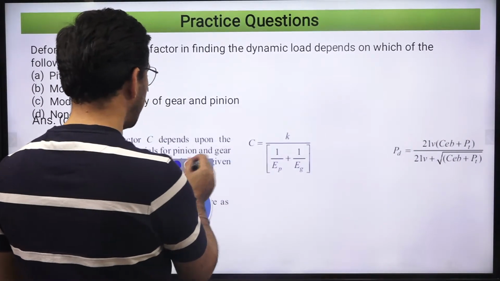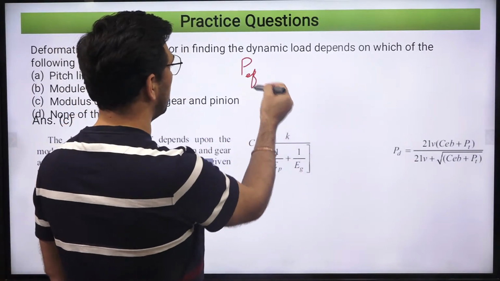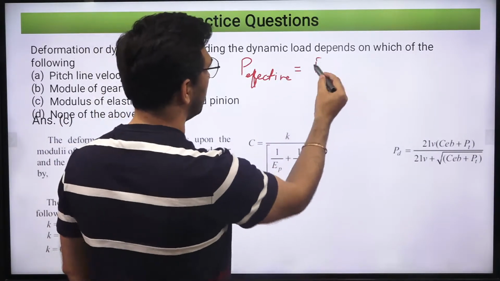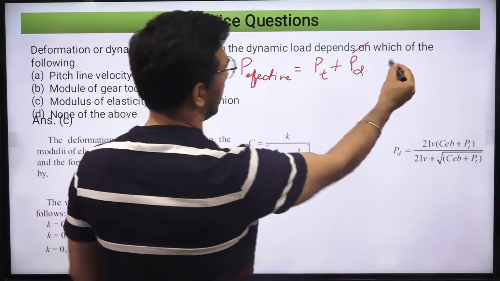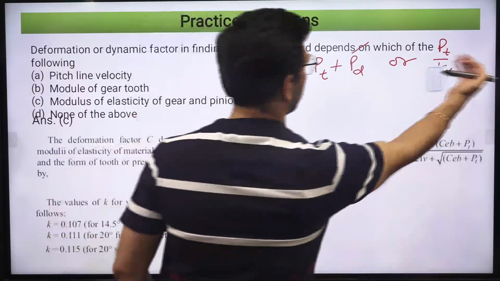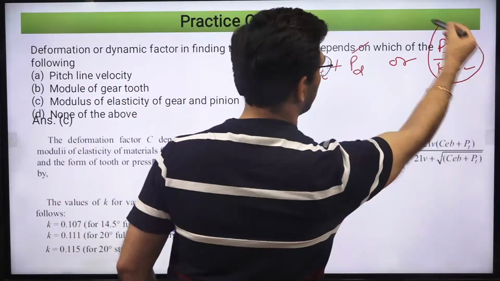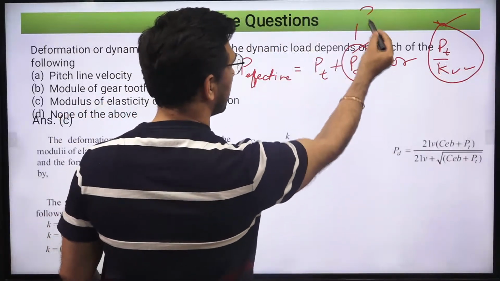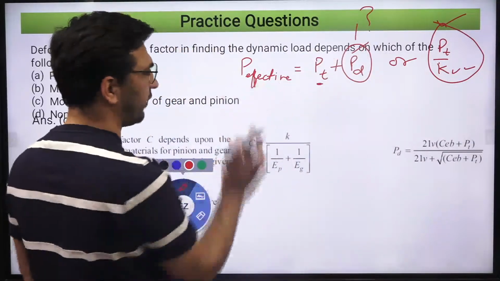Now see, what we said is I have two ways of finding out the effective tooth load or actual tooth load. Either you calculate PT plus PD separately, or you use a method where you directly divide by the velocity factor kV. This one approach we already know, we have already discussed how to find kV. The other approach is to find the incremental or additional tooth load, and add it to this to get the effective or actual tooth load.